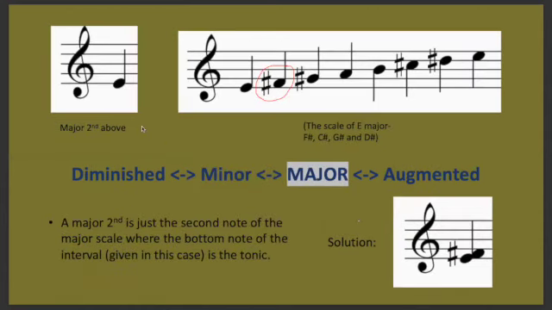And finally, a major 2nd above an E. Well, we write out the scale of E major. E major has 4 sharps: F sharp, C sharp, G sharp, and D sharp. And we know that a major second, actually very simple, a major second is basically the second note of E major. And in this case, it is F sharp. And that is the solution here, E to F sharp.